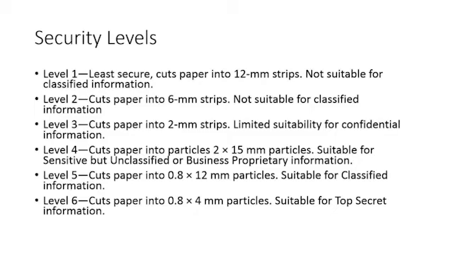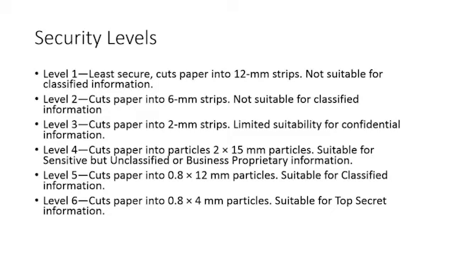But it's not very small either when it comes to putting puzzles back together. So if I have strips of 12mm each, and I'm in a wastebasket with thousands and thousands of strips in there, yeah, that makes it a little harder. But if there's not very much in the wastebasket, I could put that back together pretty quickly. We have level 2, which cuts paper into 6mm strips. So we're getting smaller now, right? We're going to have more strips and they're smaller. Again, not suitable for classified information.